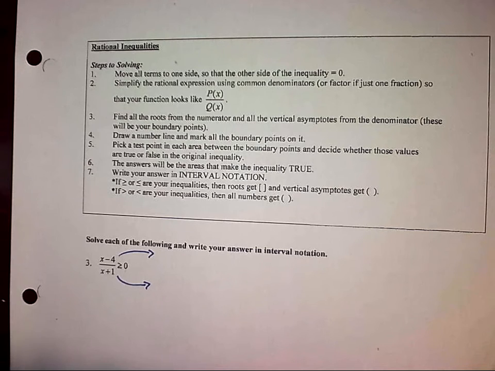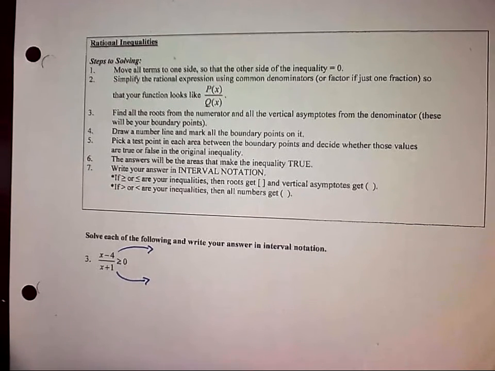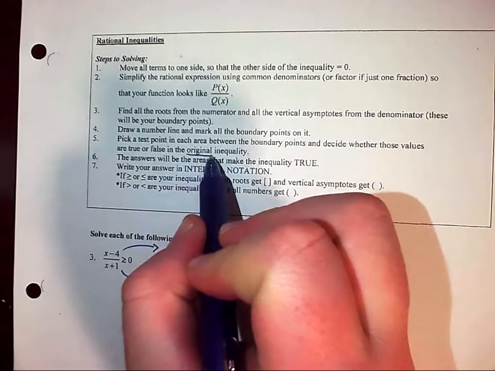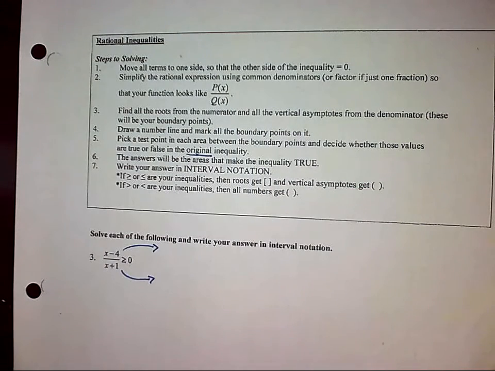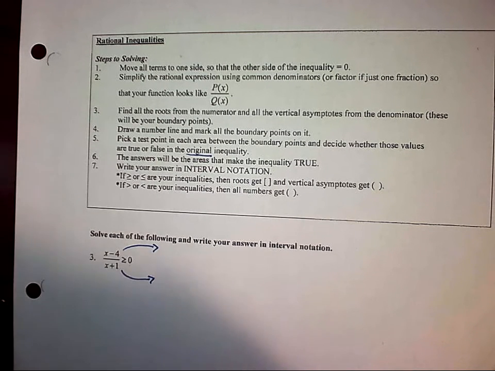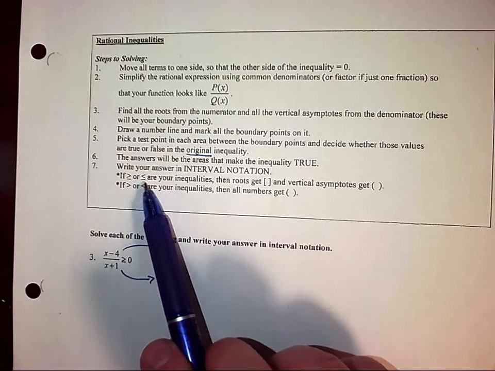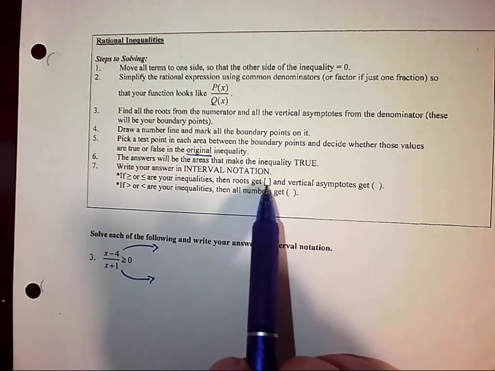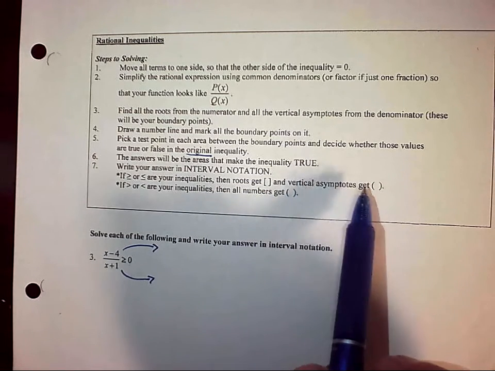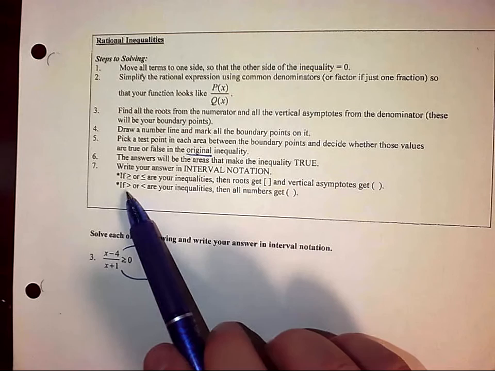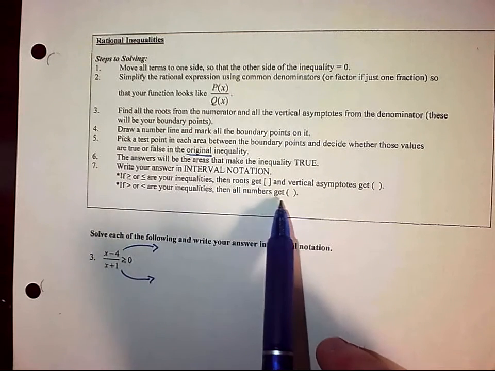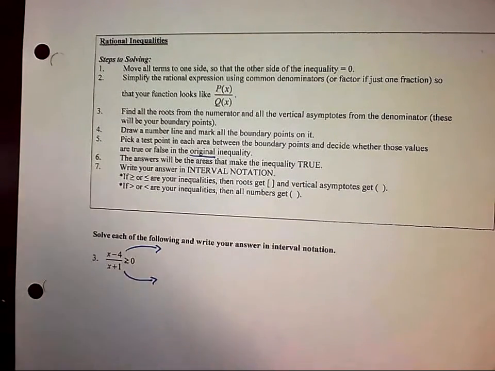area between the boundary points and decide whether those values are true or false in the original inequality. So we're going to take it back to the original. Again, this right here is really important, original inequality. And the answers will be the areas that make the inequality true. Again, write your answers in interval notation. But here now we get this. If we have greater than or equal to or less than or equal to as your inequalities, then the roots get the squares, but the vertical asymptotes get the rounds. But if we have strictly greater than or strictly less than, then we're just going to get rounds for both of them, or any of them.